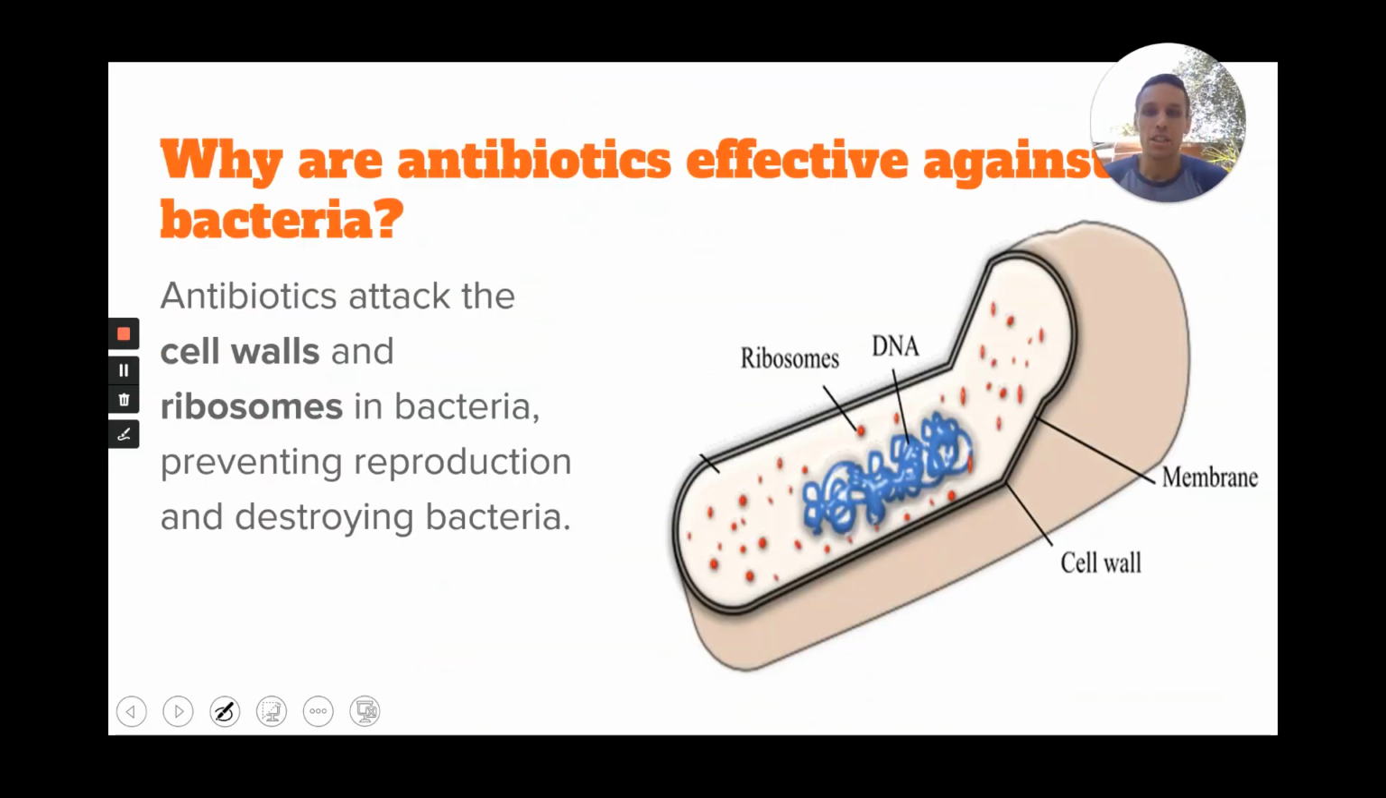All right, so let's get to our essential question right here. Why are antibiotics effective against bacteria? Well, if you look here, antibiotics attack the cell walls and the ribosomes. Some of the antibiotics attack cell walls, some attack ribosomes in bacteria, preventing the reproduction and ultimately destroying the bacteria. So they can't reproduce, they can't make more of each other, and they end up dying. That's why antibiotics are so effective against bacteria, because it has the parts that the antibiotics can attack.